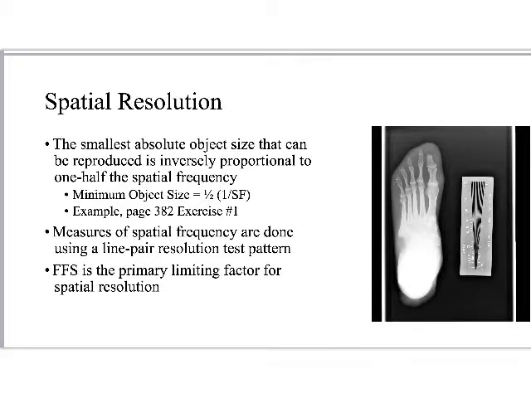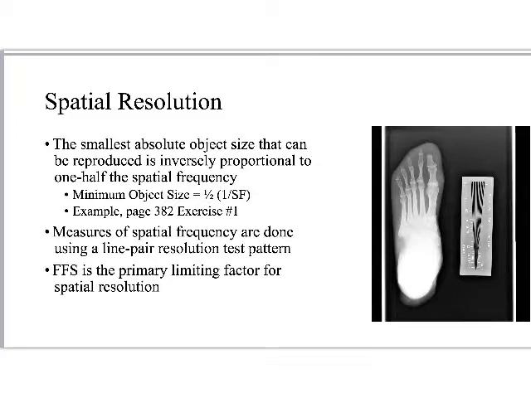Okay. So we're dealing with little tiny objects, and we can actually do a formula. We can say the minimum object size that this system's able to reproduce is 1/2 times 1 over the spatial frequency in line pairs per millimeter. So we can just plug and play on that formula, and there's actually a place to do that on page 382. Practice exercise. I would encourage you just to familiarize yourself with that math. It will be helpful to know that math.